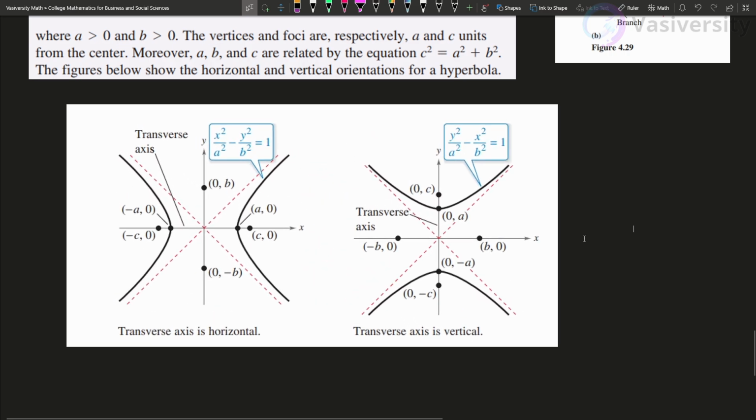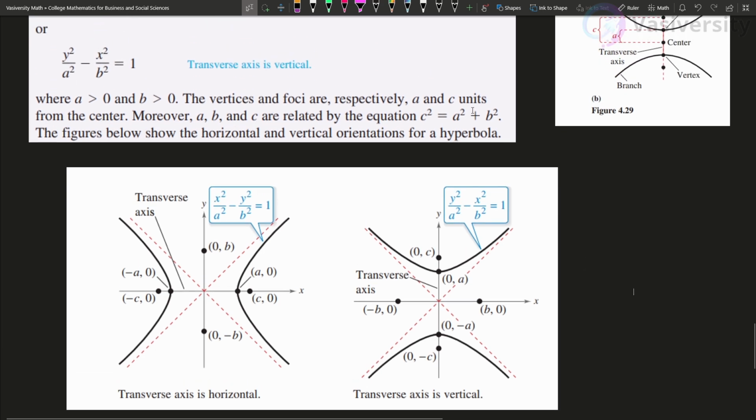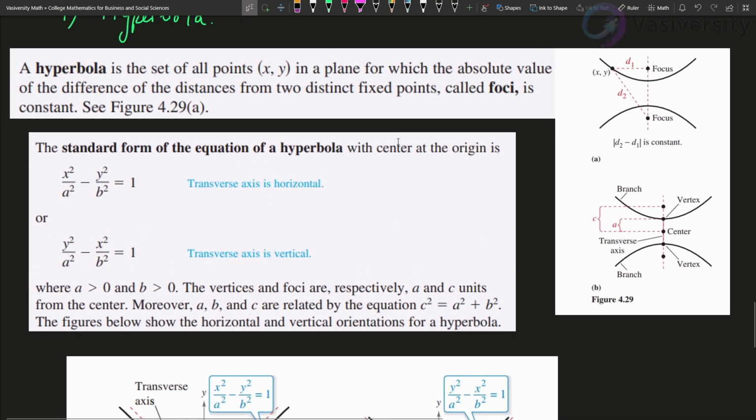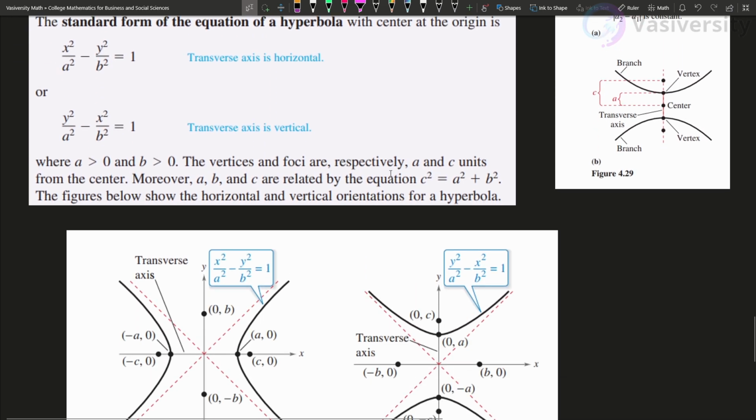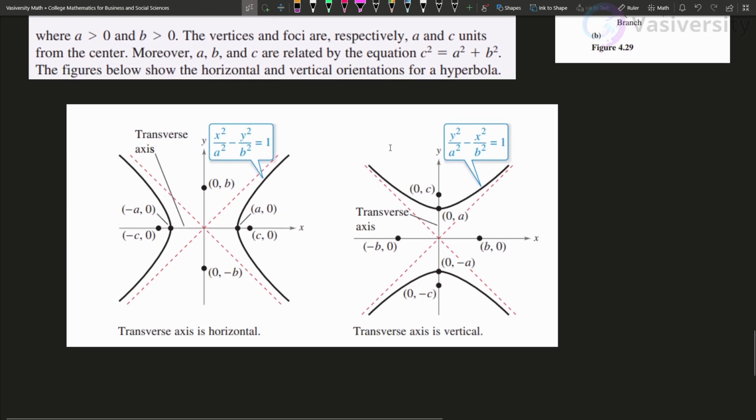Okay, and now similarly to what we had for the ellipse, when we had to subtract the two, now the a, b, and c constants are related by c squared is equal to a squared plus b squared, right? So essentially it is very similar to the Pythagorean theorem. Okay, so here we can see clearly this transverse axis is horizontal, right? Because that's what connects the two foci here. So it's through the horizontal line. And here it is vertical because it connects through a vertical line.